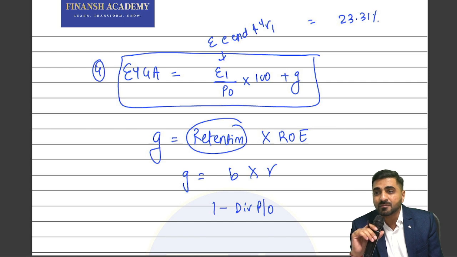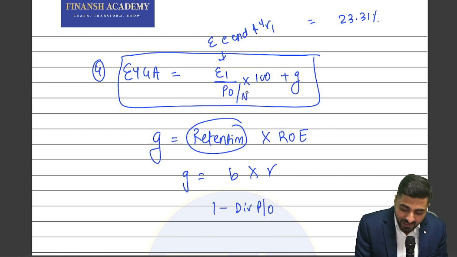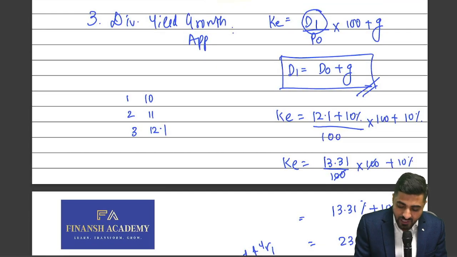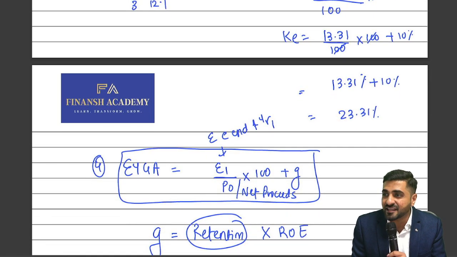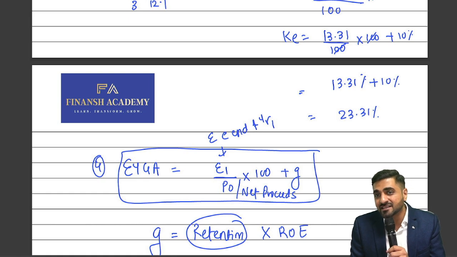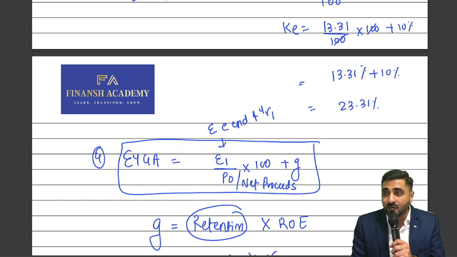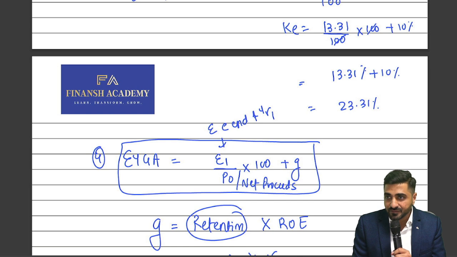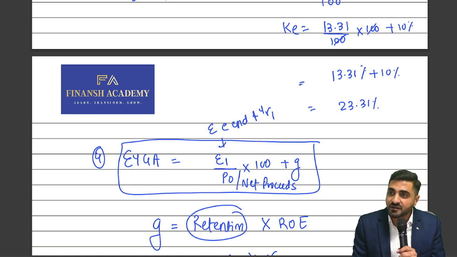Now, sometimes, as I told you, can we replace this P0 by net proceeds? Yes, sir. Because they will give you that the equity shares were issued at market price and there was a 5% flotation cost. So from the market price, will I subtract the flotation cost or share issue expenses to calculate the net proceeds? Yes, sir. So everywhere, whenever there is flotation cost given, you always subtract it from the price.